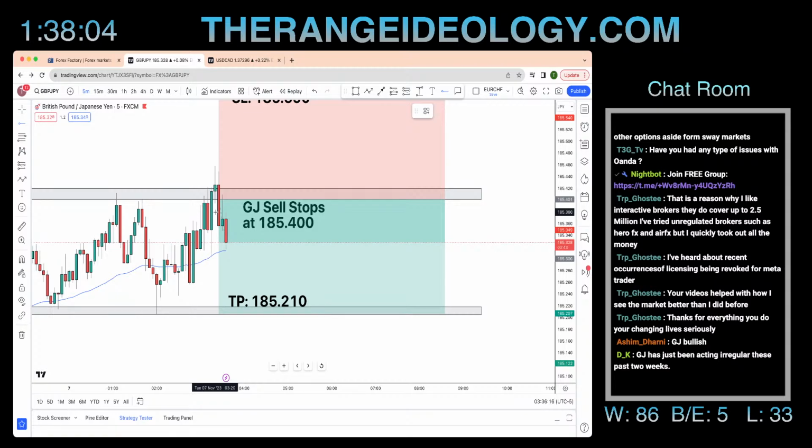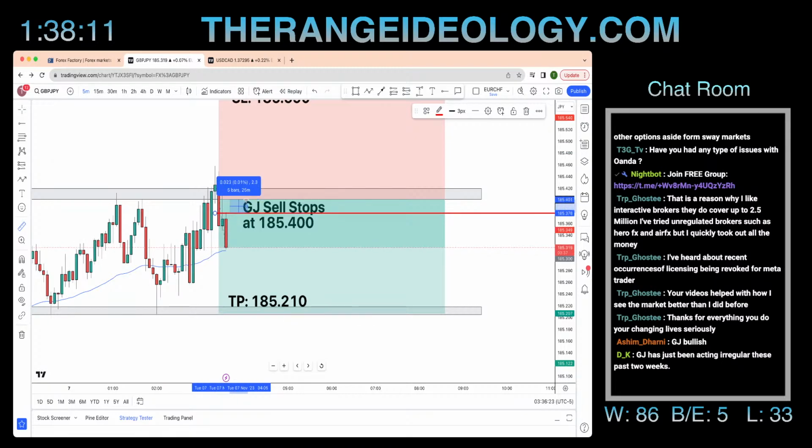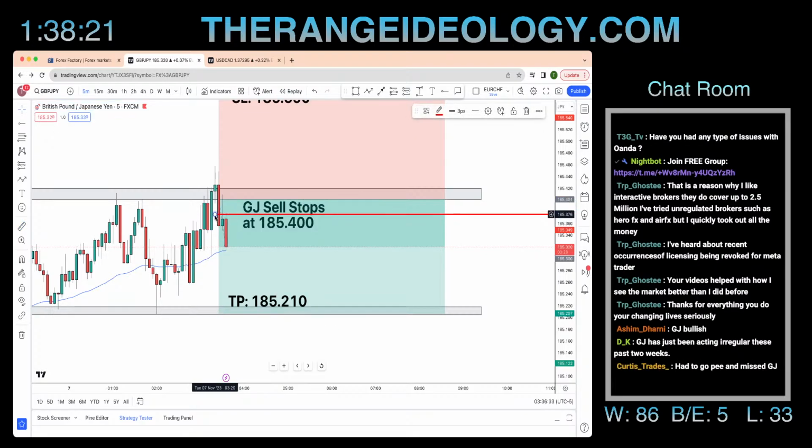I haven't set my stop loss, adjusted my stop loss yet, guys. I'm just going to show you ahead of time here, because I don't want to lose the time. So about 2.5 pips here. It should be about 2.5 pips. Yeah. So right around here.